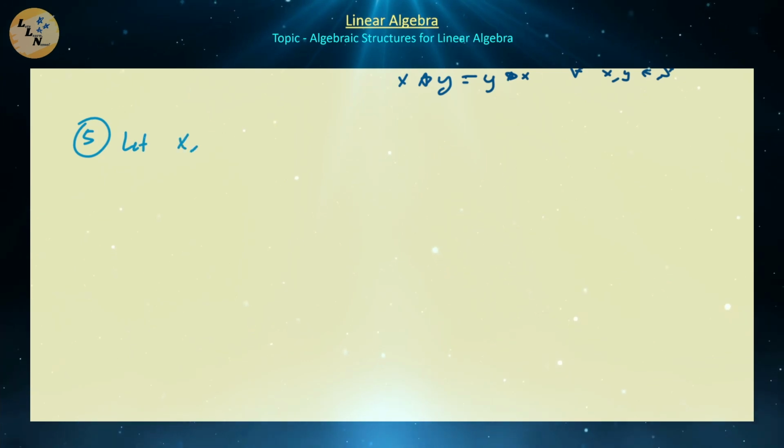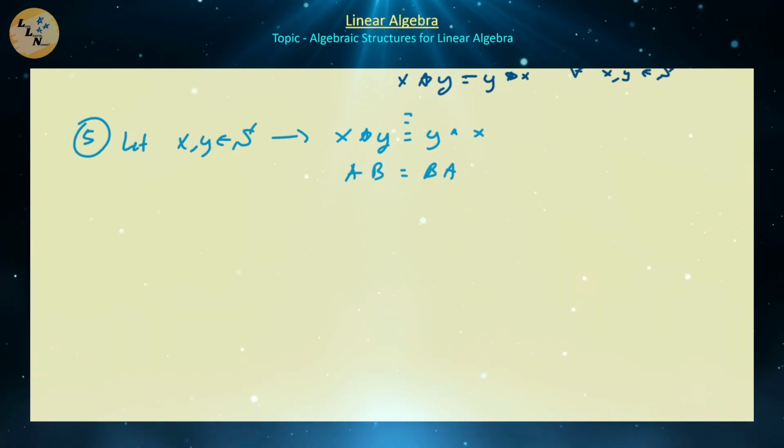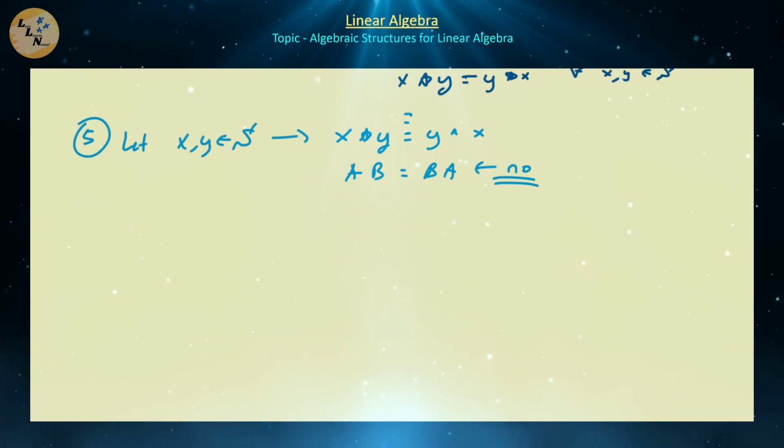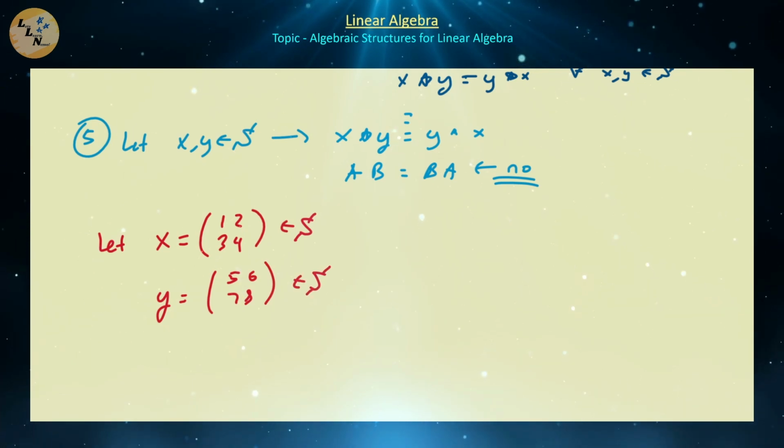So let's assume we choose two matrices x and y both belonging to S. So is x star y equal to y star x? That is, if we take two matrices A and B, is AB equal to BA, where A and B are both invertible matrices? You should realize that the answer to that should be no. So you should be able to construct a counterexample of two invertible matrices that do not commute under matrix multiplication. So for example, let x be equal to the matrix 1, 2, 3, 4, obviously an invertible matrix. Let's choose another matrix y, which is going to be 5, 6, 7, 8, obviously an element in S as well.